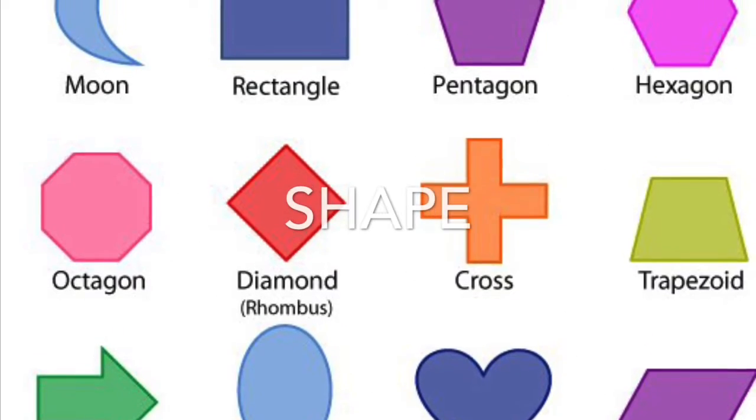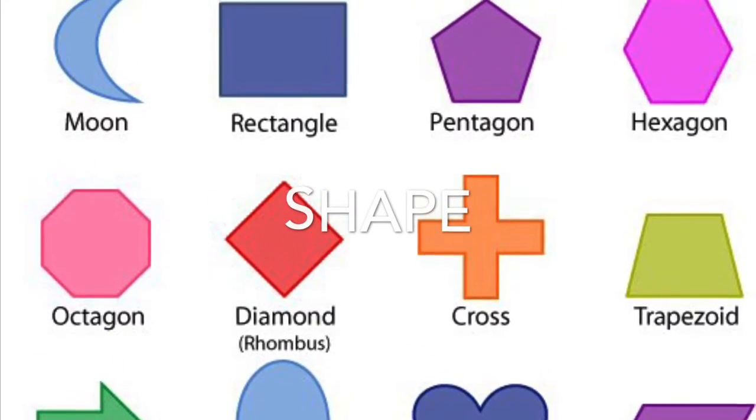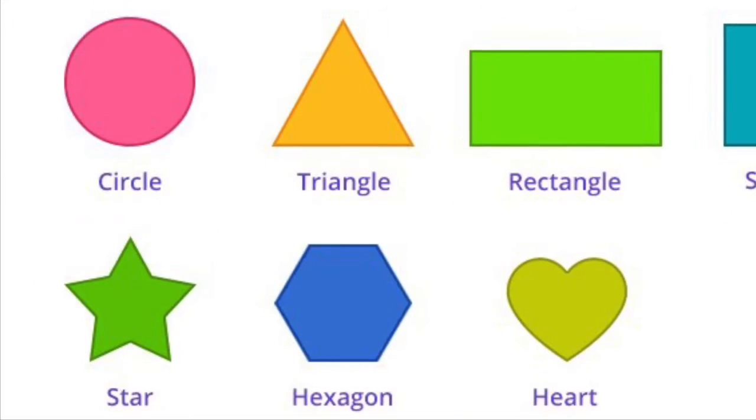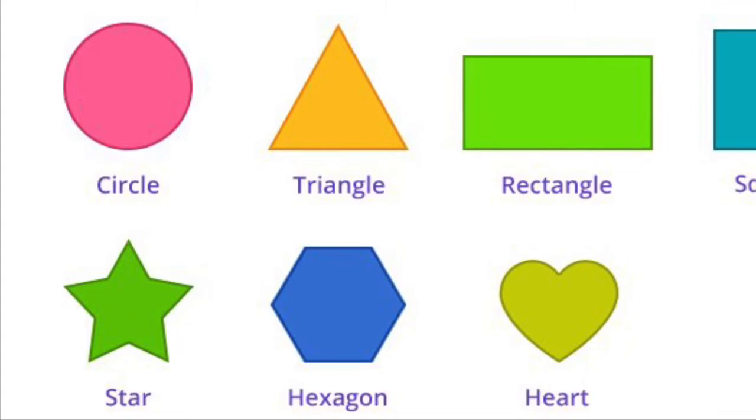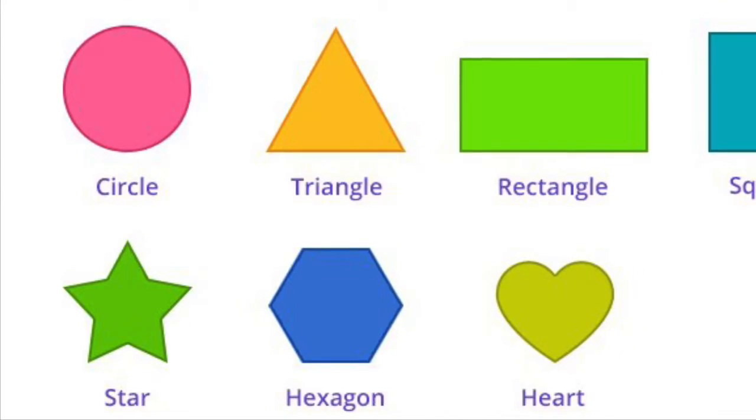Shape. Shapes are flat, enclosed areas that have two dimensions. They're long and they're also wide. We have geometric shapes, and then we have the crazy looking organic shapes. There's probably a few shapes that you already know.